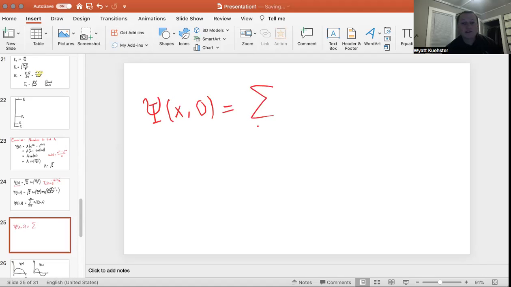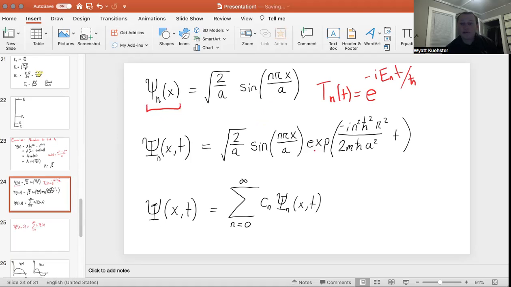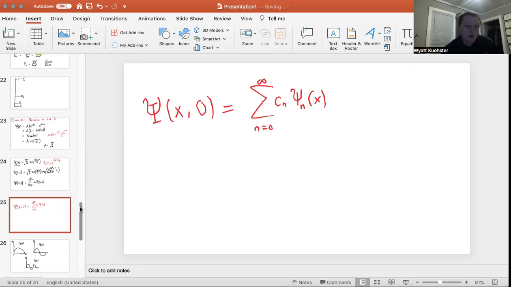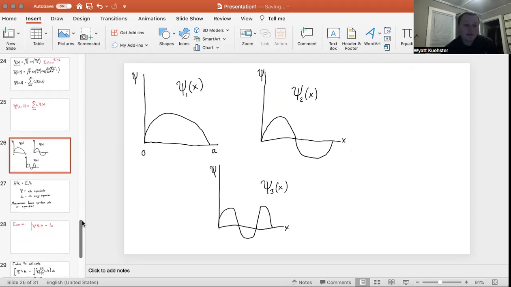Right, all this is a linear combination of the eigenfunctions, the psi n's, with the same coefficient Cn. Because all I've done is taken out this thing and replaced it with 1, this complex exponential. Okay, so now we've talked about that a little bit.